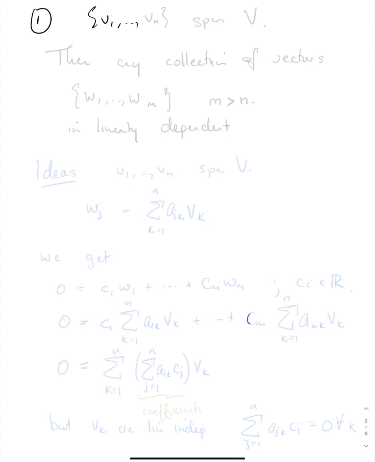Say we've got a random collection of vectors, V1 through Vn, and they span V, as in every element of V can be expressed as a linear combination of V1 through Vn. Then any collection of vectors that's bigger, say W1 through Wm, where m is greater than n, then any such collection of vectors is going to be linearly dependent.